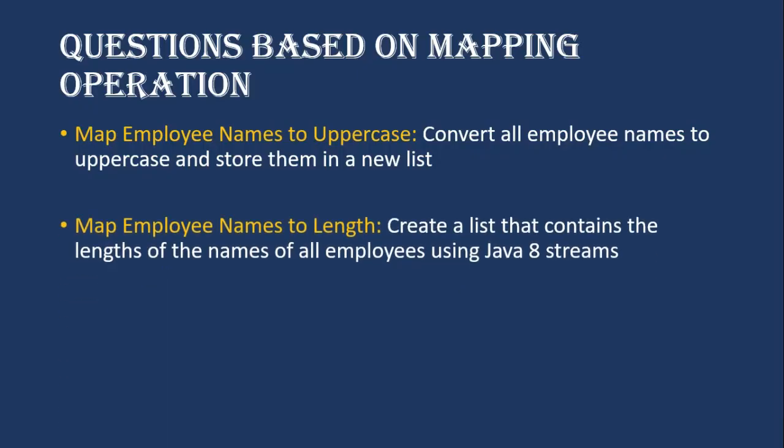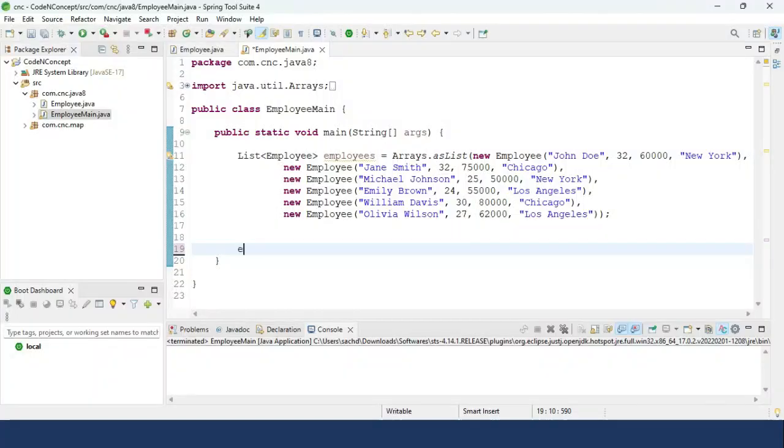Our next question says, create a list that contains the length of the name of all the employees using Java 8 streams. So now suppose we have John Doe, what exactly is the length? John is 4 characters, Doe is 3 characters, and 1 is space, that's total 8, right? And then suppose we have another employee whose name is ABC, so his length is 3. So we have to create a list where we are just keeping the length of the name of the employee. Okay, so let's move to the Spring Tool Suite.